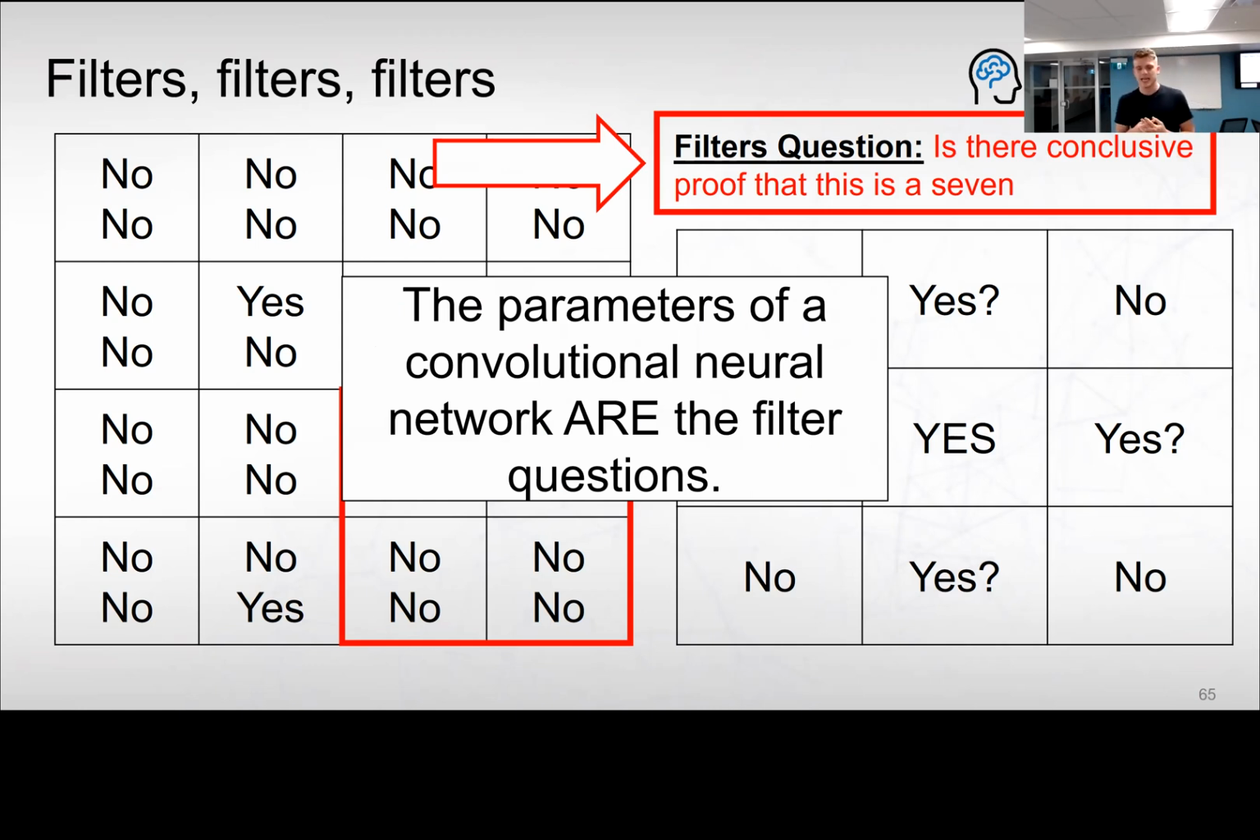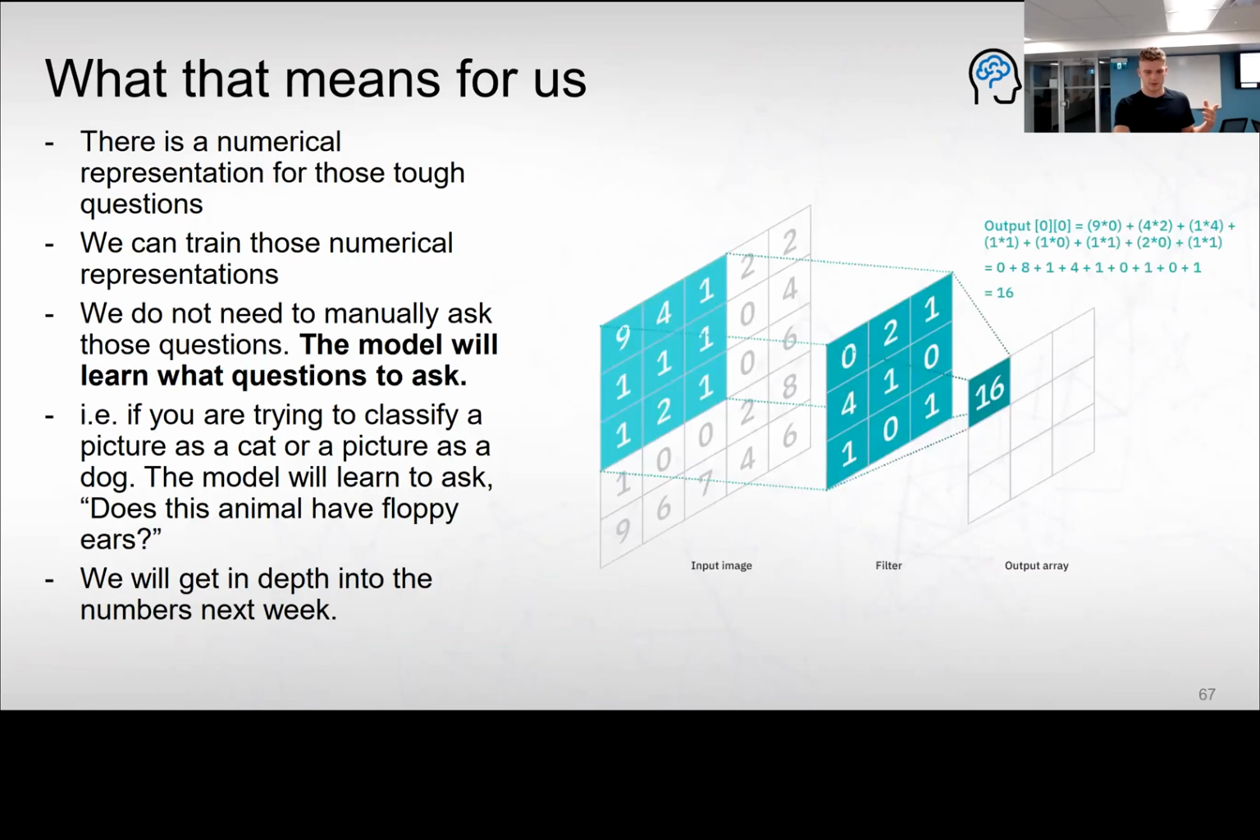So what that means is there is a numerical representation for those tough questions. We train those numerical representations. We do not need to manually ask those questions. The models will learn what questions to ask. So isn't that great? As deep learning engineers, we don't have to do anything. The model will do it for us. We don't have to ask those tough questions. The models will learn what questions to ask. So you're basically doing nothing for your job, and Google will pay you $200,000 a year for it. So it's a good life. Not actually, it's a lot of work, but you see what I mean.